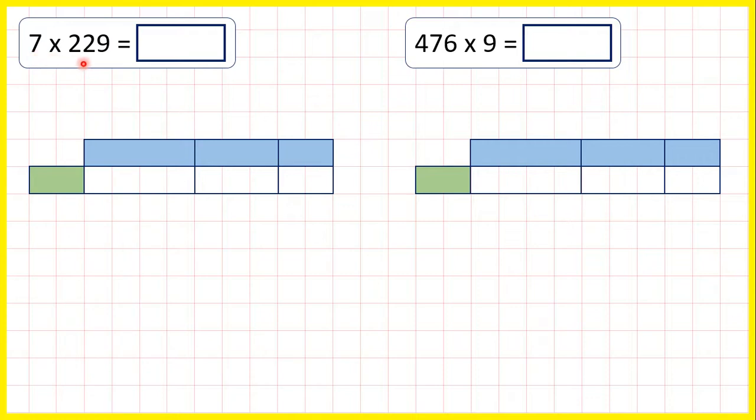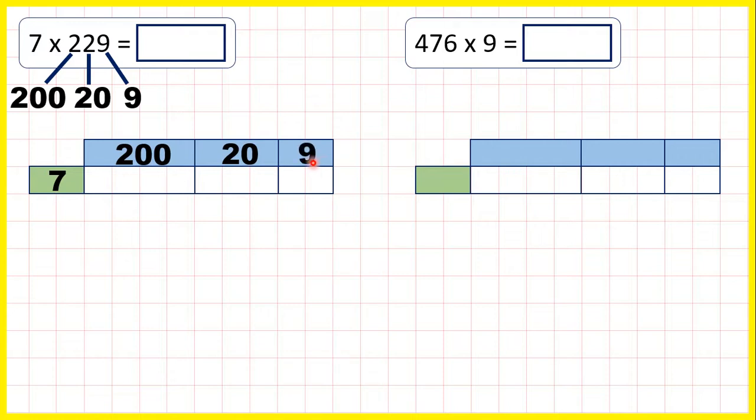Now 7 times 229. We partition 229 into 200, 20 and 9. We write the single digit number in the question on the left, and then our partitioned number on top. So that's 200, 20 and 9.